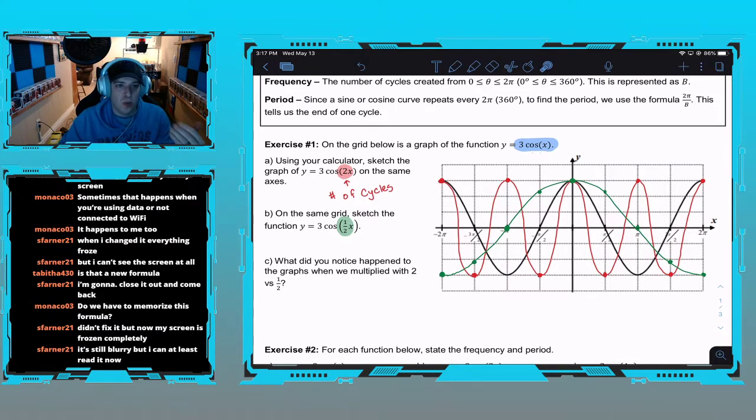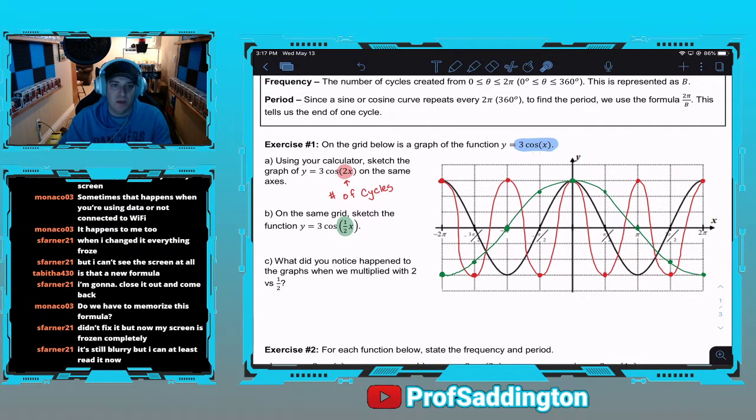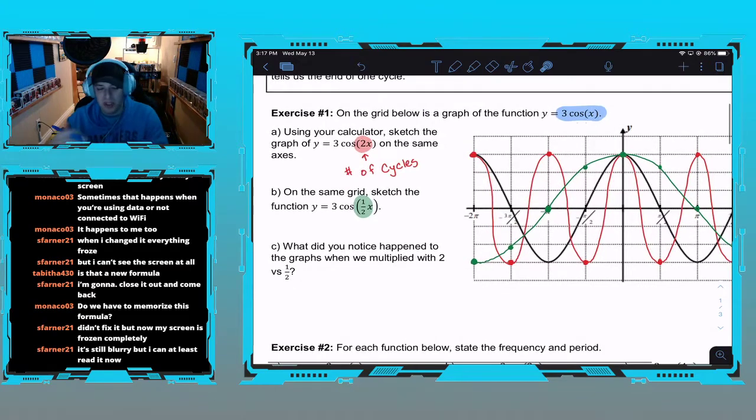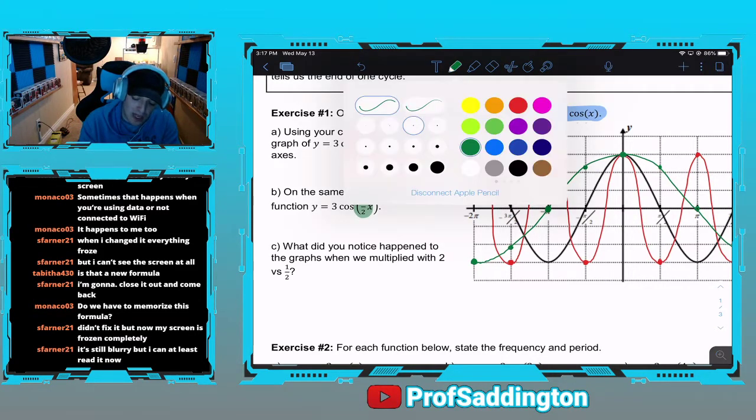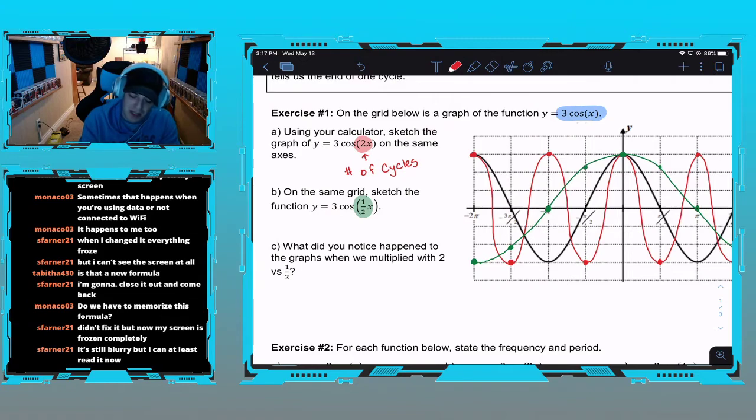So now it says, what did you notice happened to the graphs when we multiplied with 2 versus 1/2? So this is going back, and I told you guys there's kind of an easier way. Some of you guys may have recognized it algebraically versus the calculator, but it's going back to how we did transformations. So when we did transformations, when something happens to the inside of the parentheses, you guys may recall that we are really doing the reciprocal.